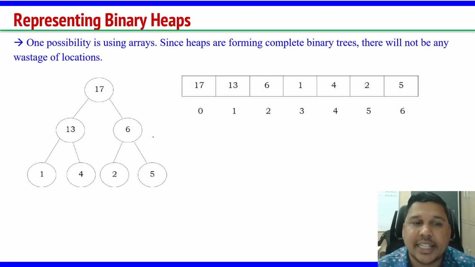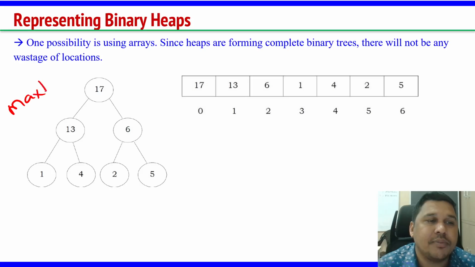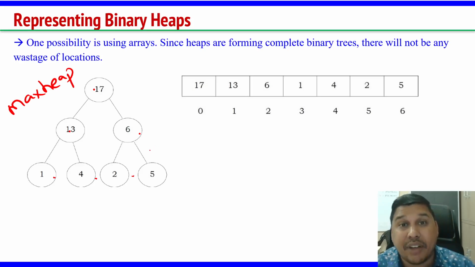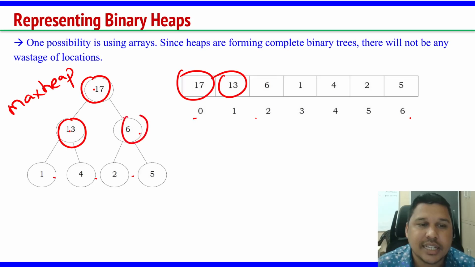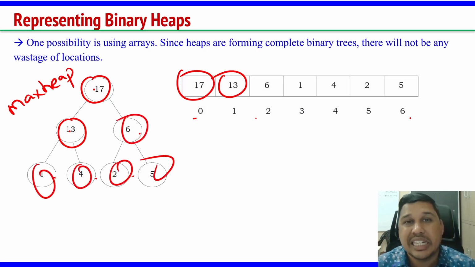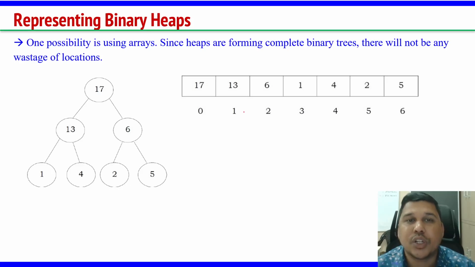How do we store it like this? You have a tree like this, a max heap given to me, with 17, 13, 6, 1, 4, 2, 5. Using level order traversal, fill the elements in the array. I have 7 nodes, so I have created an array of 7 with indexing 0, 1, 2 till 6. First I enter 17, then 13, then 6, then 1, 4, 2, 5. In sequential, level order, we fill the elements of a tree in an array. We use array representation for playing with binary heaps.